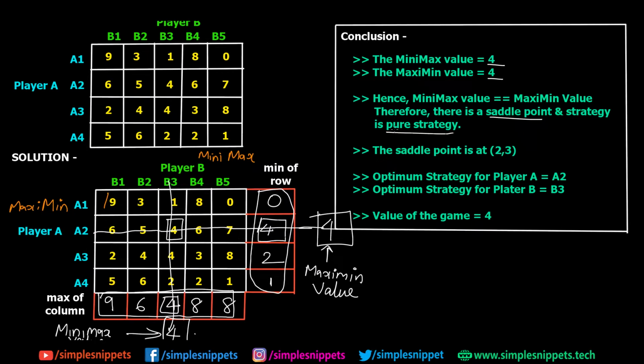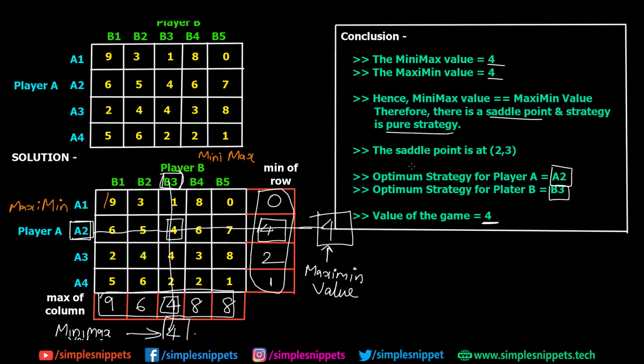I anyways mentioned it earlier also, we are going to be solving two numericals on pure strategy. And since there is a saddle point, this is a pure strategy. Now the saddle point is at 2, 3, that is row number 2, that is A2 row, and third column, that is B3 column. So the optimum strategy for player A is A2 because it is in the second row. So player A should select A2 strategy, and optimum strategy for B is B3. So player B should select this B3 strategy, and the value of the game is 4. So this is the entire final conclusion or final answer that you should be writing.